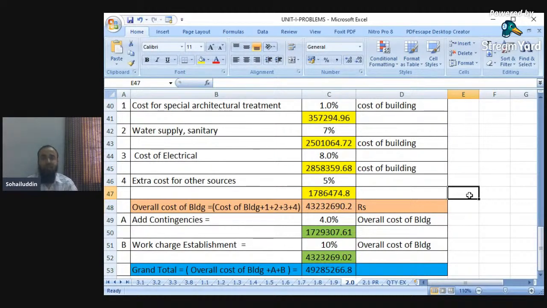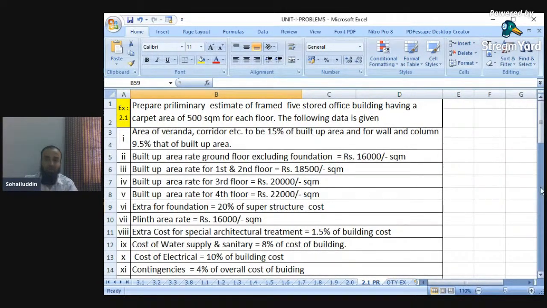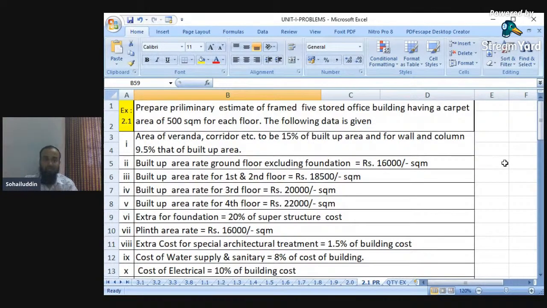So next problem, we have to write down in the practical record books. It is related with this same problem. The data is somewhat different, but it is to be recorded in the record books. It is to be written in the record books. Yes, so there is example 2.1. It is to be written in the record books.